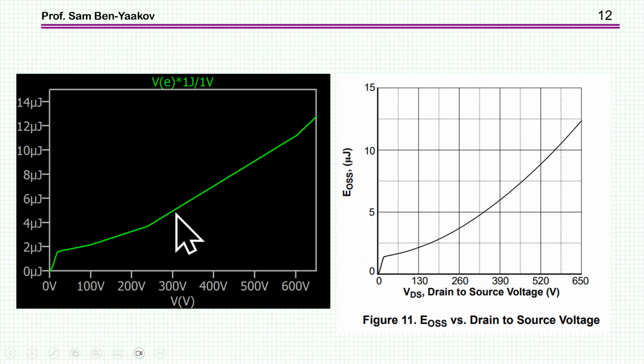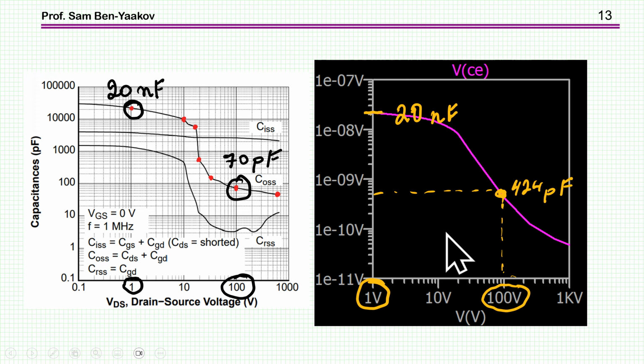So as can be seen, it's a very good fit. Say 400 volt, which is about here. We have 7 microjoule, and 400 volt again, we have here 7 microjoule. It is in fact identical to the data given in the datasheet. And here is now the energy related capacitance that has been calculated.